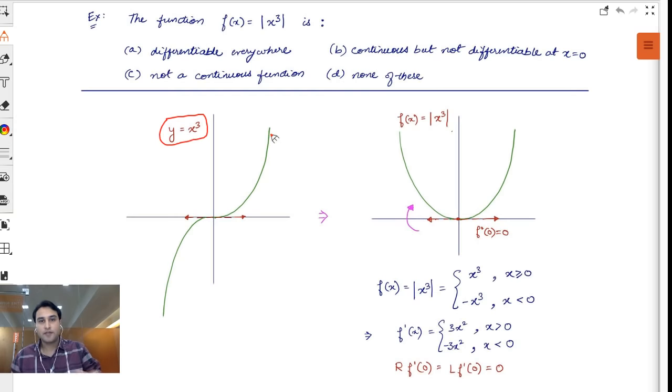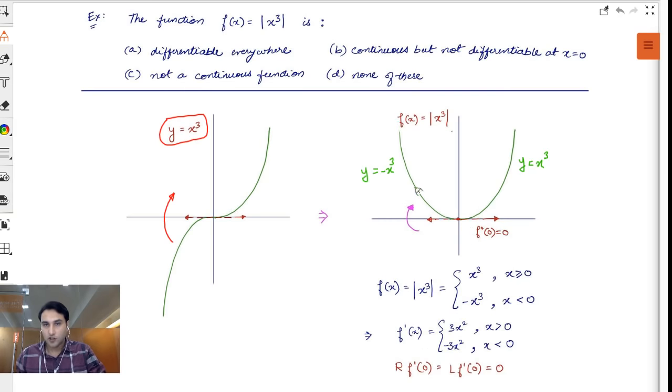Cool. Okay. So see, what happened here? When you took mod of x cube, the negative portion actually came up. The negative portion came up, and your graph looks like this. So actually this portion of the graph is y is equal to x cube as it is. But this portion of the graph is y is equal to minus x cube, because your mod opens with a negative sign, because here the value was negative, right?